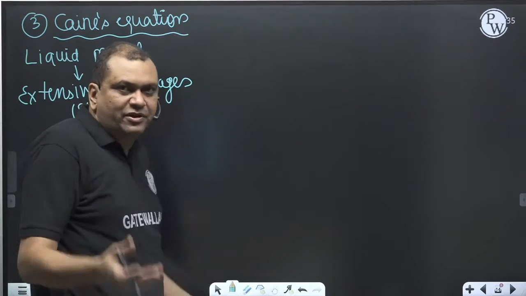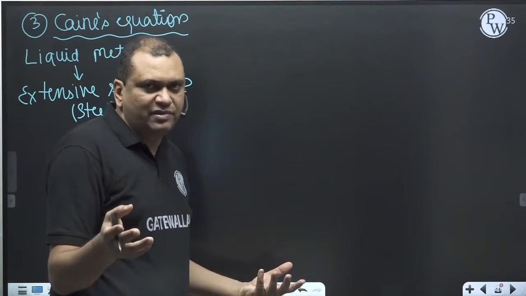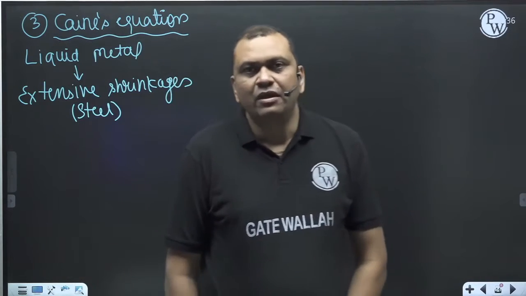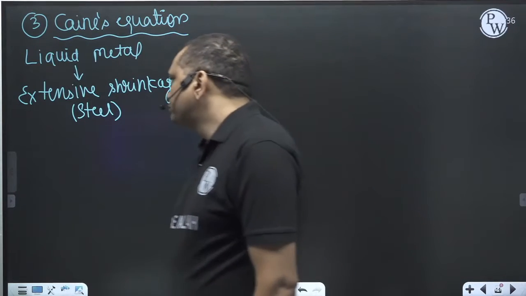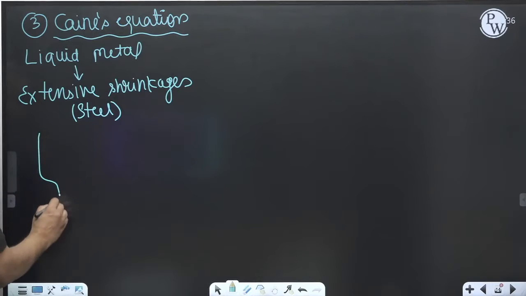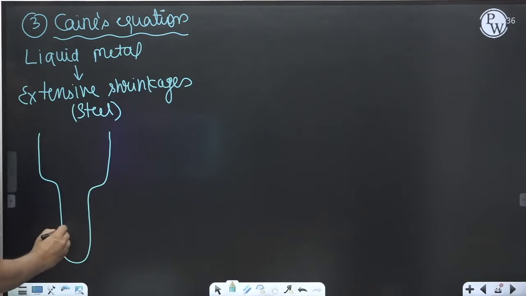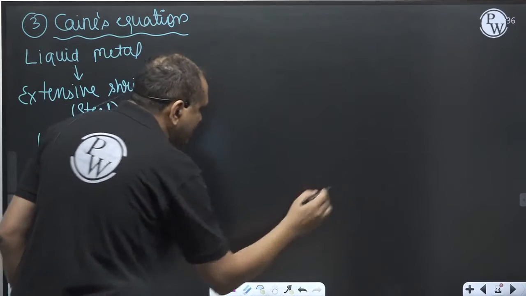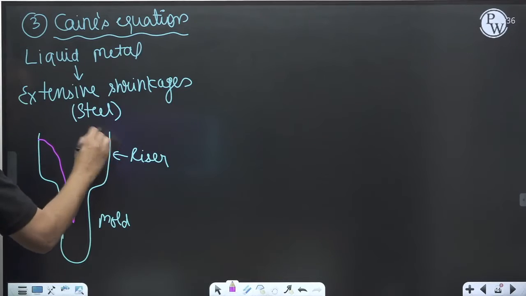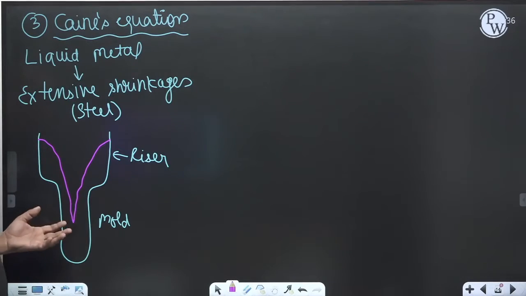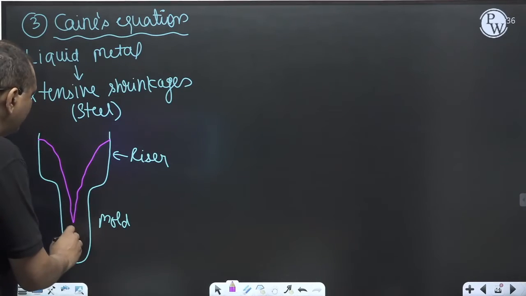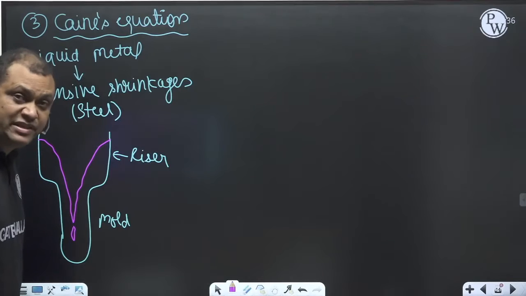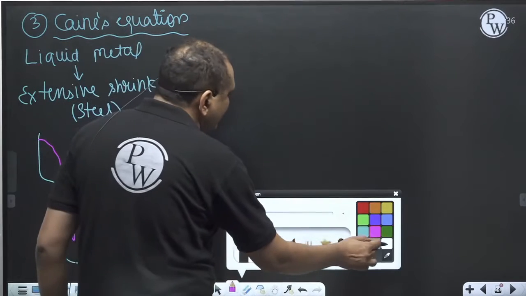I am not going too deep into it because all of you are not in front of me. If there is any problem, there will be difficulty. So, specifically, I am teaching whatever is most important for GATE 2023. So, if you cast steel, this is the mold and this is the riser. And if you cast steel, you will get excessive centerline shrinkage, and you may not be able to use the casted part. So, steels are very difficult to cast materials.